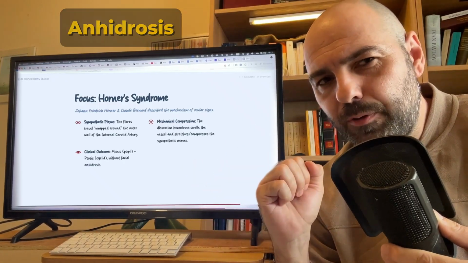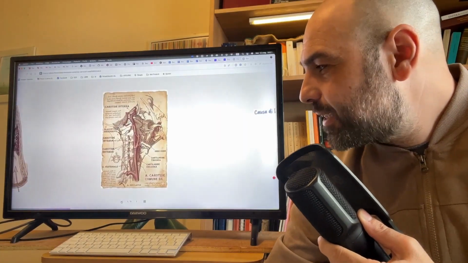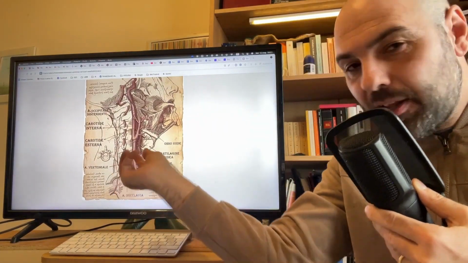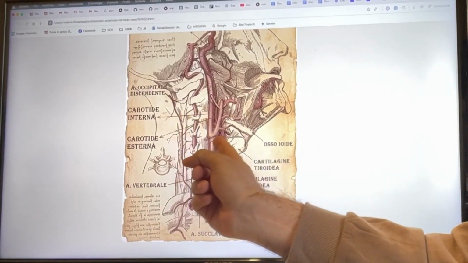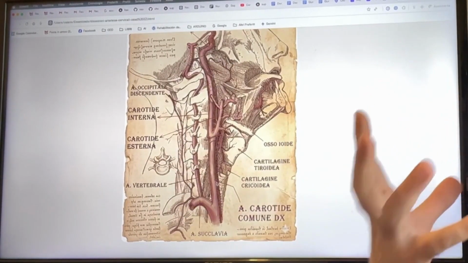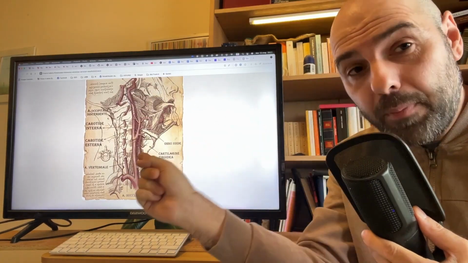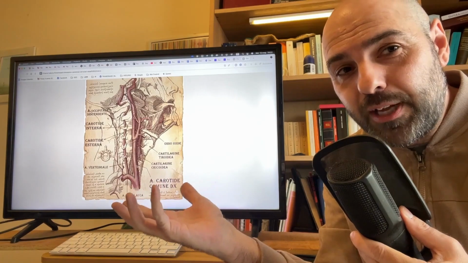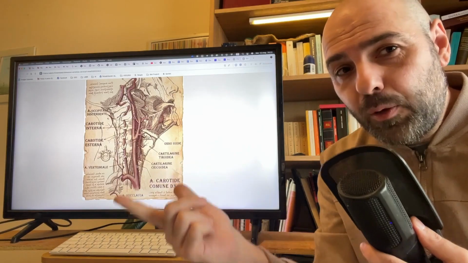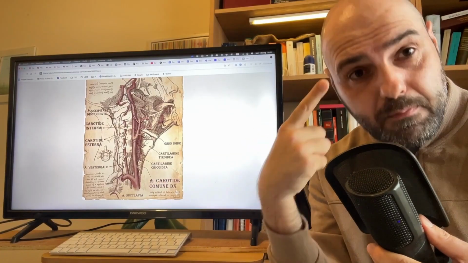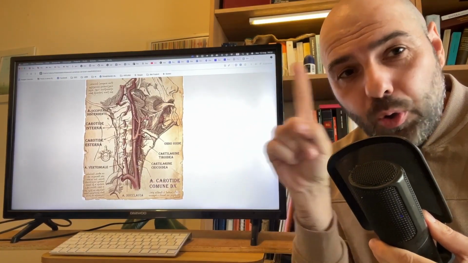Now let's see why. Do you remember that we saw in vascular anatomy that the sympathetic system reaches the skull by climbing along these arterial conduits? Well, here's an interesting fact. The sympathetic fibers that control sweating travel along the external carotid artery and not the internal carotid artery. However, 99% of carotid dissections occur precisely in the internal carotid artery, and that's why the patient might present with miosis, the pupil problem, and eyelid ptosis, but not with anhidrosis.